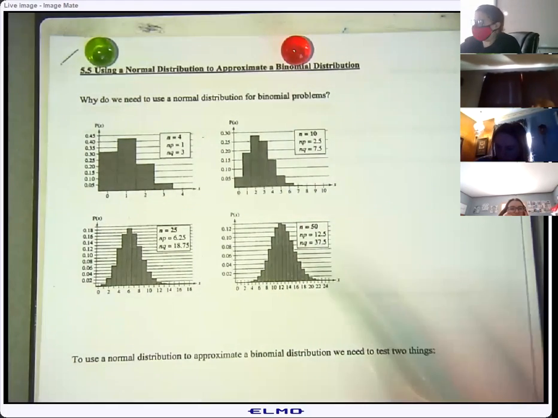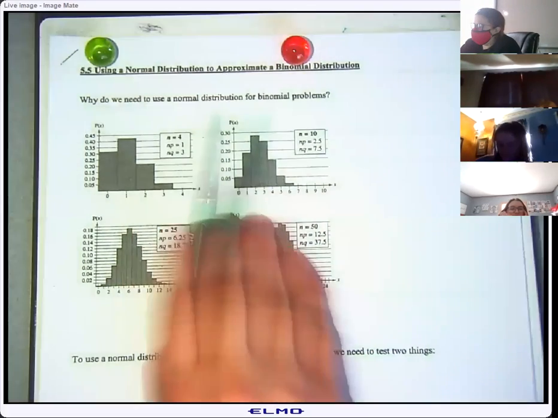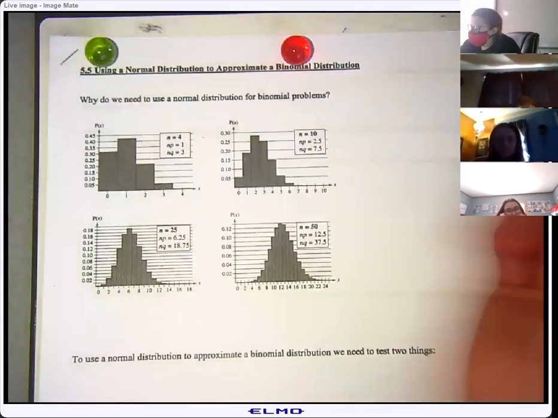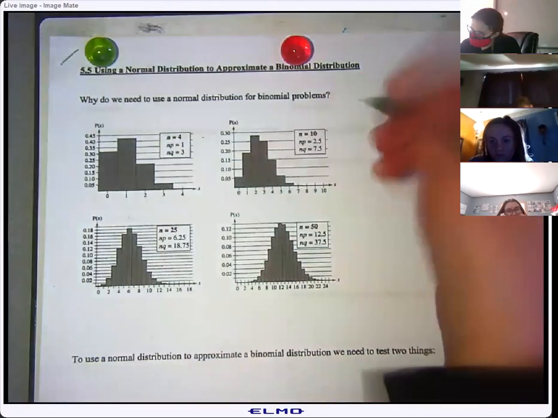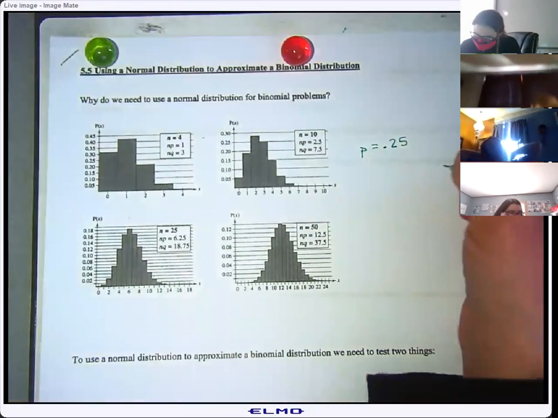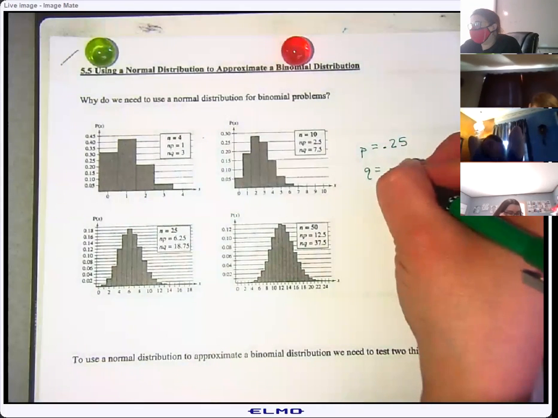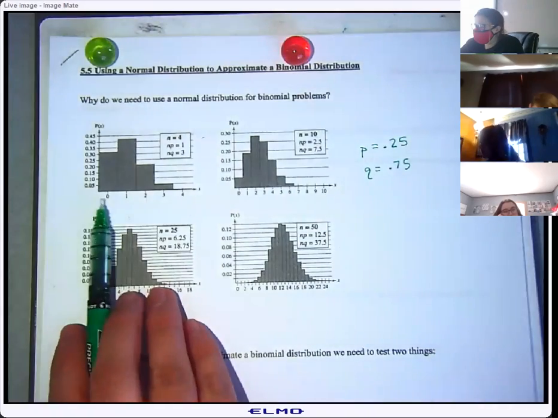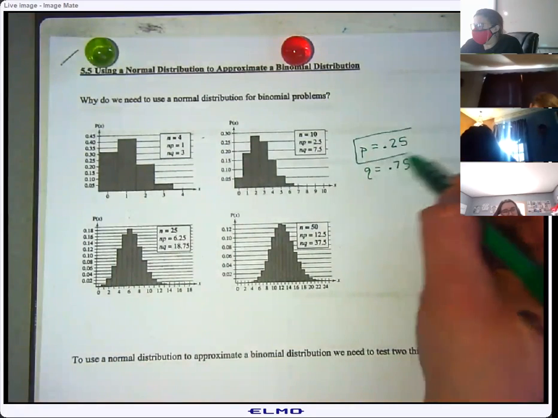So the first question is, why are we allowed to use a normal distribution for a binomial problem? Well, let's suppose that we had a situation where P equals 0.25. Here, you can write it down. P equals 0.25 for this one is the probability of success, which means that Q equals what? 0.75. All right, so let's think of something that has a 25% chance.